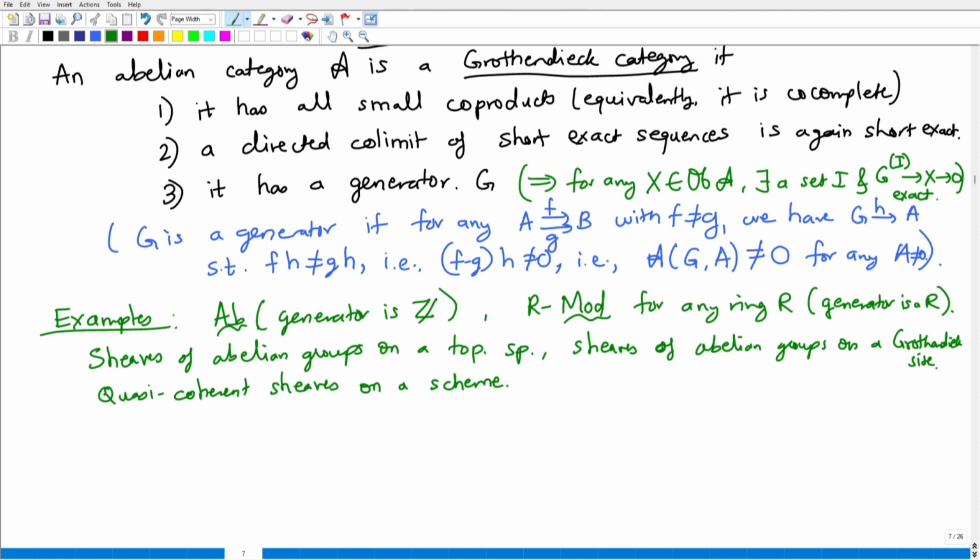See, right now you are asking me for an example of a Grothendieck category. And Grothendieck categories have to be very special. Yeah, so they have to have lot of properties. And that's actually our next goal. And let me write this.